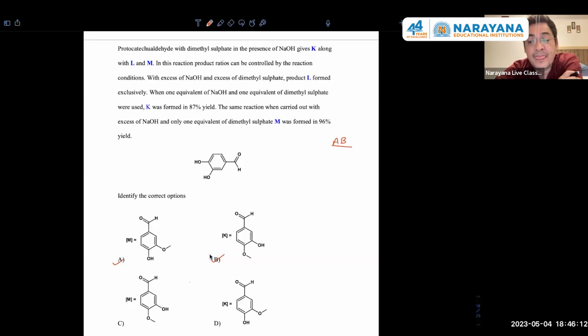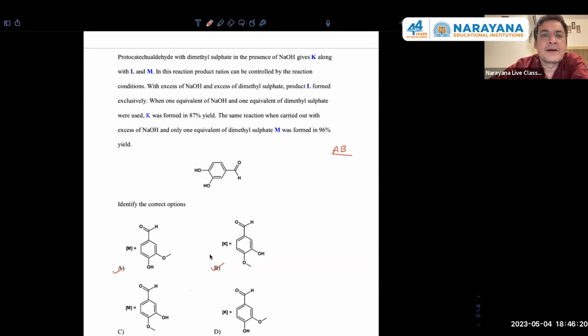After that last line, there should also be hydrolysis added. Okay, I'll read this question again. Here this compound with dimethyl sulfate in presence of NaOH gives K. Okay, I'll write this compound.